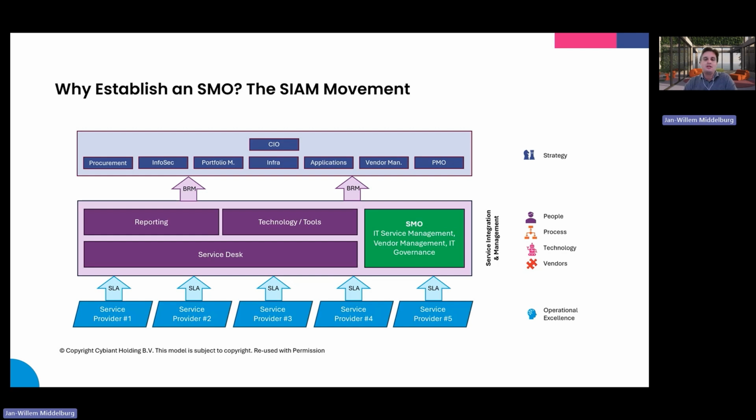But for now, I'd like you to see that this is the middle layer between the other business units, which you see at the top, and the different service providers that you see at the bottom. Most importantly, an SMO is responsible for IT service management, vendor management, and IT governance. And I'll peel off those layers a little bit more in detail. Most organizations choose to set up an SMO internally, whereas the service providers can be external organizations.